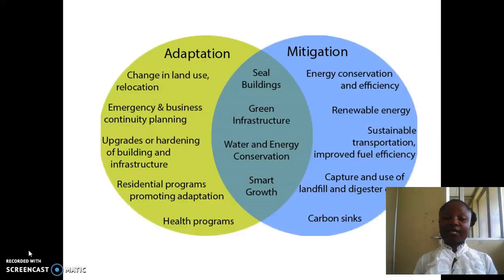Now, speaking of the measures we can take in addressing climate change, one can look at the adaptation and mitigation factors, or rather the remedies that we can introduce. Obviously, we should be aiming for mitigation, but at the same time we need to adapt to the current situation that we are already facing. One example of adaptation would be to introduce health programs and upgrade, harden or build infrastructure. And in dealing with mitigation, in order to try not to contribute to climate change, we can use energy conservation and efficiency, renewable energy, and sustainable transportation, as well as increase carbon sinks in the earth.